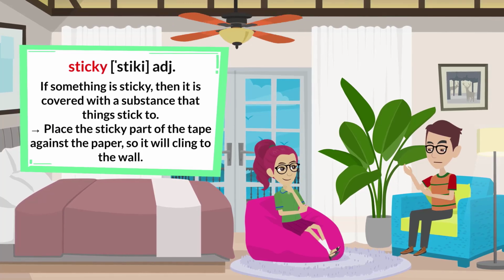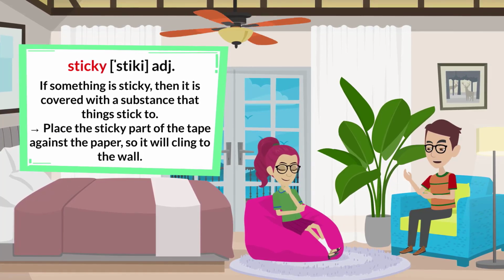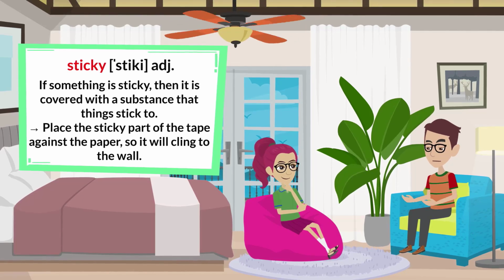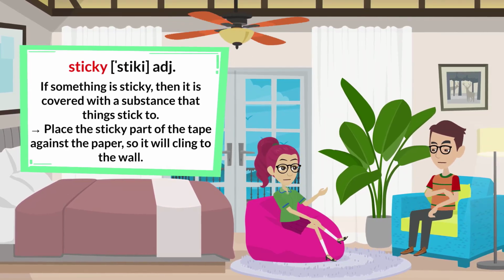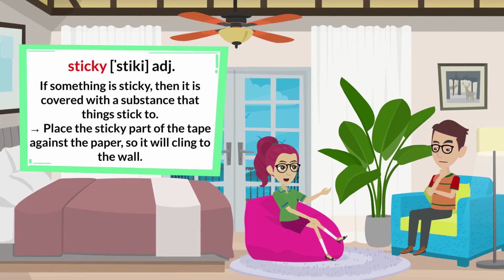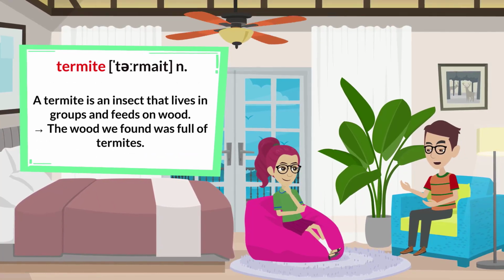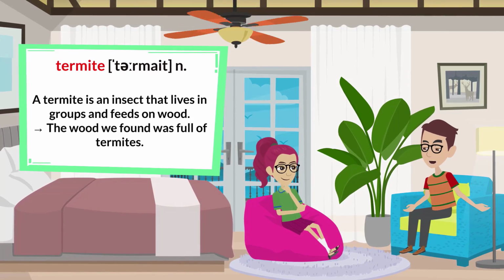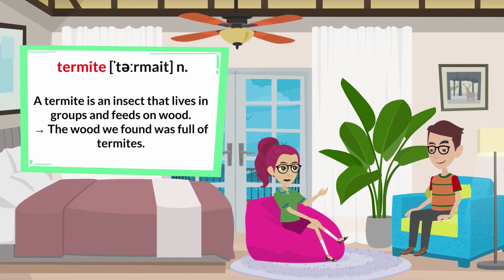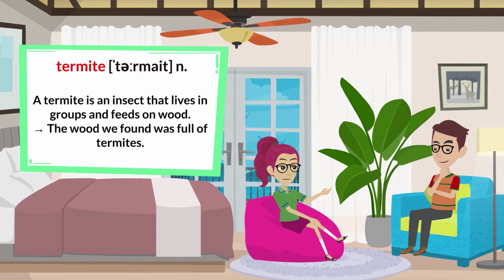Sticky. If something is sticky, then it is covered with a substance that things stick to. Place the sticky part of the tape against the paper so it will cling to the wall. Termite. A termite is an insect that lives in groups and feeds on wood. The wood we found was full of termites.